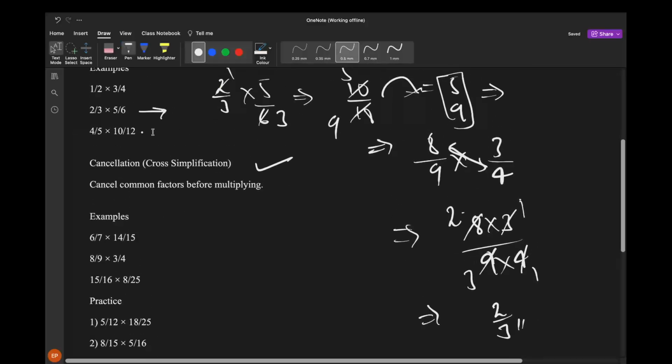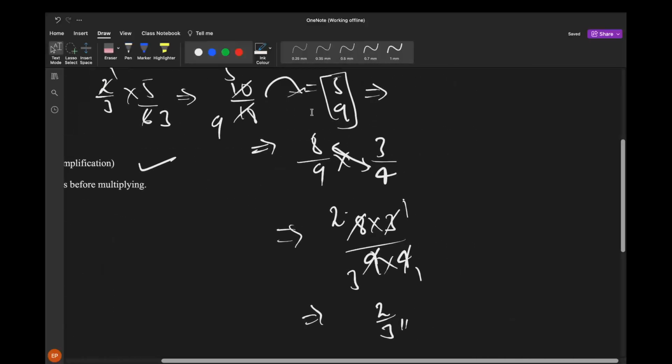Third one, 4 by 5 into 10 by 12. Here 4 and 5, no, we cannot cancel. 10 and 12 we can, but still 4 and 12, 5 and 10 both can cancel, right? 5 1s are 5, 5 2s are 10, 4 1s are 4, 4 3s are 12. So 2 by 3 is the answer.